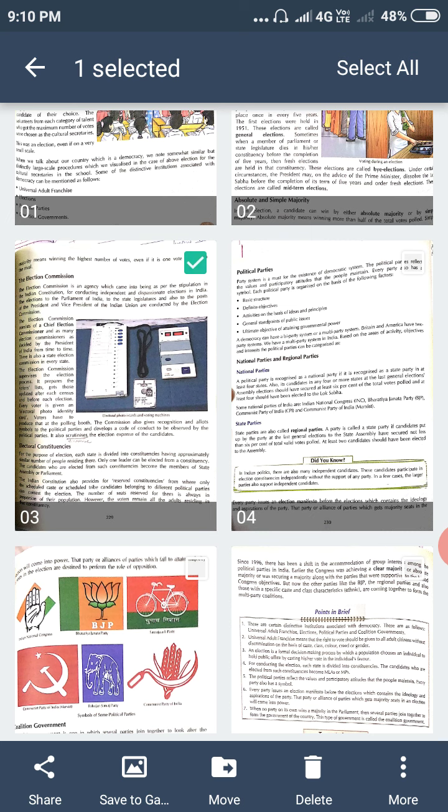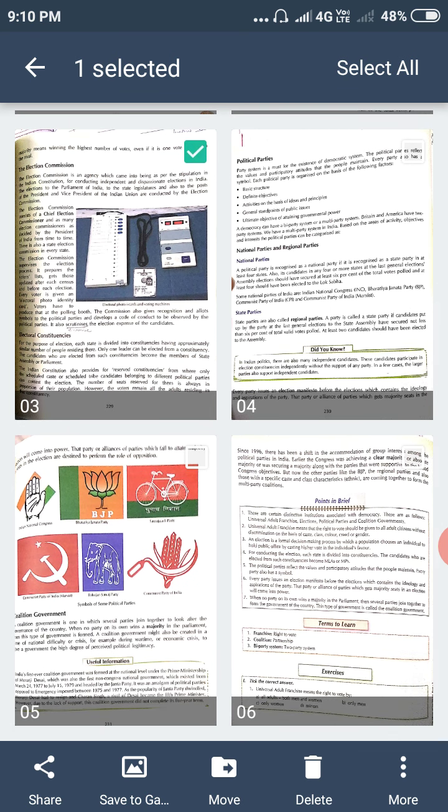Now we will talk about the next topic, that is political parties. In our country there is multi-party system. Each party has its own symbol. अब हमारी कंट्री में कितनी सारी पॉलिटिकल पार्टीज हैं, और हर पार्टी का अपना सिंबल है. Britain and America, they have only 2 parties. They have 2-party system. Political parties are of 2 types: national parties and regional parties.